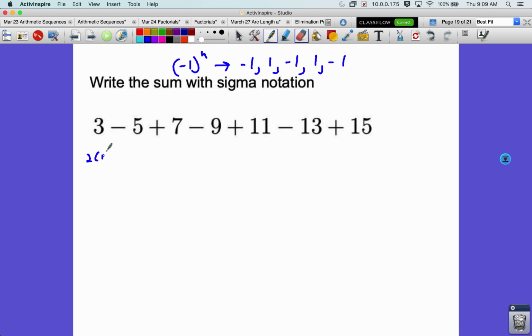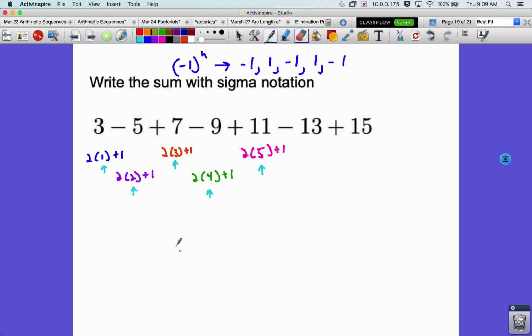2 times 1 plus 1. The 5 could be 2 times 2 plus 1. The 7 could be 2 times 3 plus 1. The 9, 2 times 4 plus 1. The 11, 2 times 5 plus 1. All right, now we can see which part is incrementing. It's that 1, 2, 3, 4, 5, and everything else is staying the same.